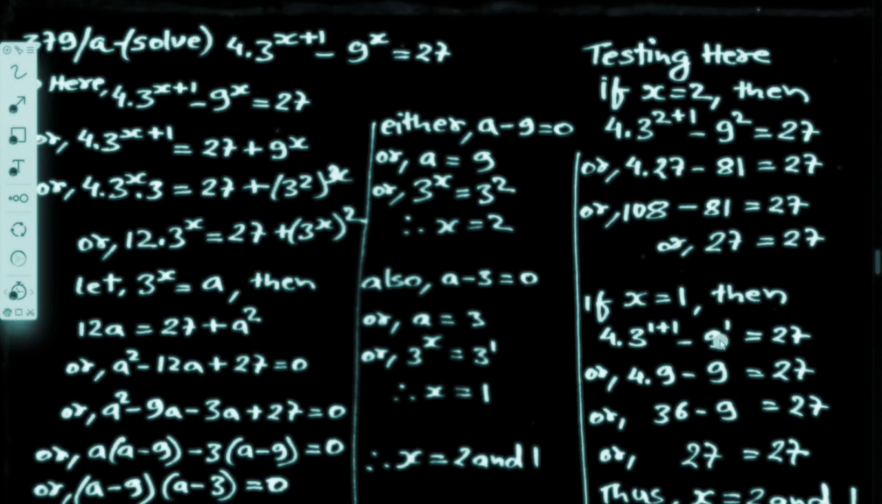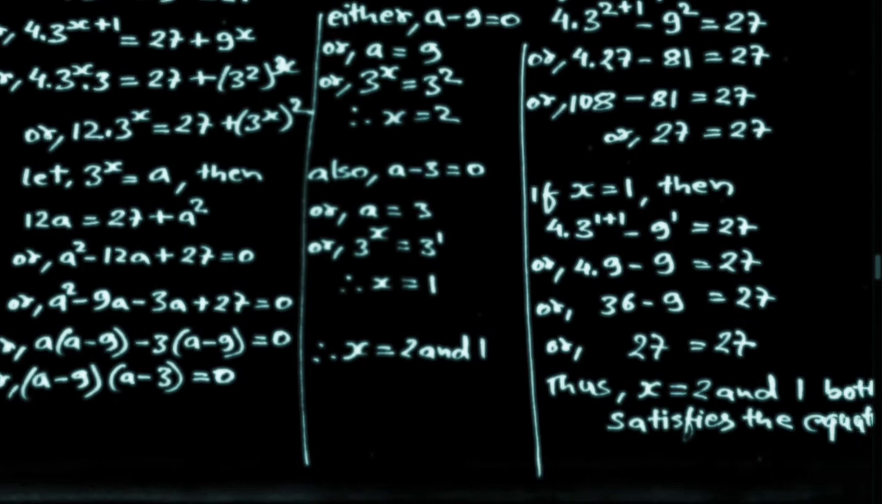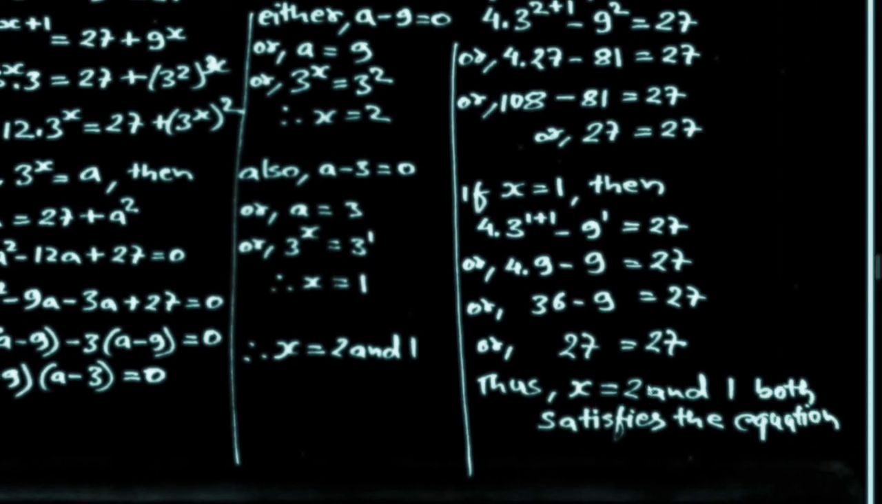It means that both answers, x equals 1 and x equals 2, are right. Both satisfy our given equation, so both are our answers.